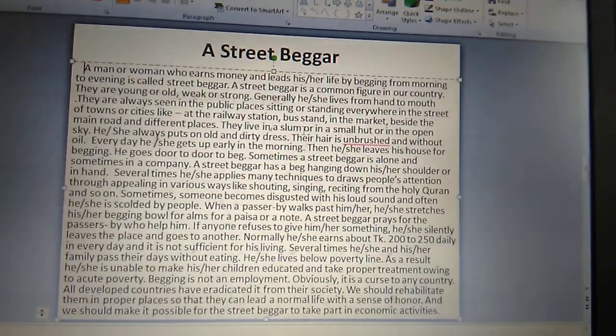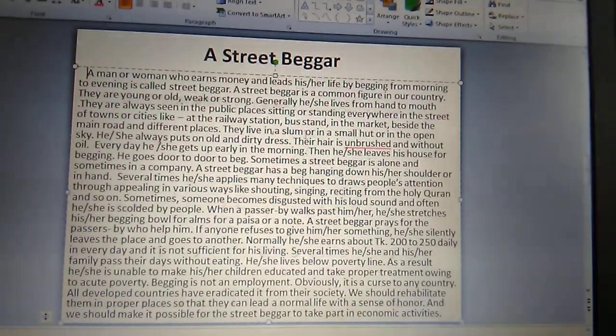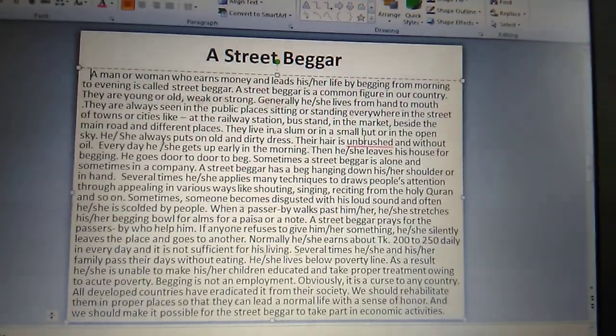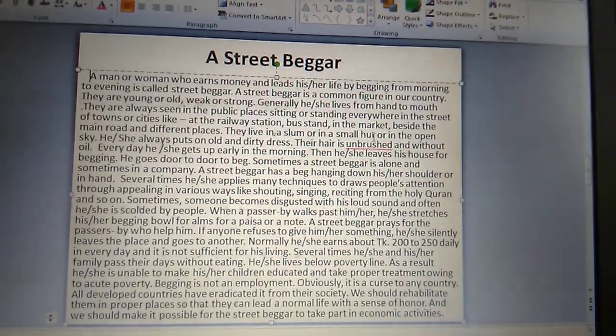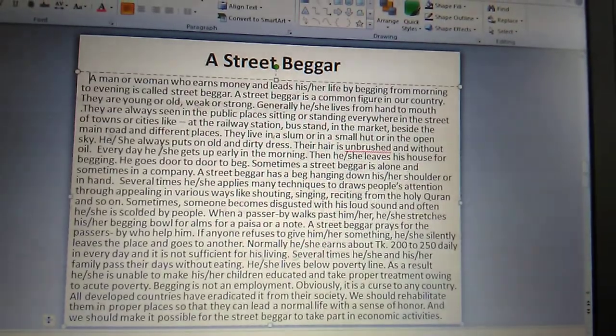They live in a slum or in a small hut or in the open sky. They live in a slum. You know what a slum is? Or in a small hut, where their house is very small, a one-room house, or there is no room at all, in the open sky. Sometimes they have no house.